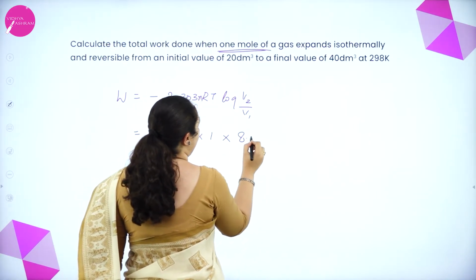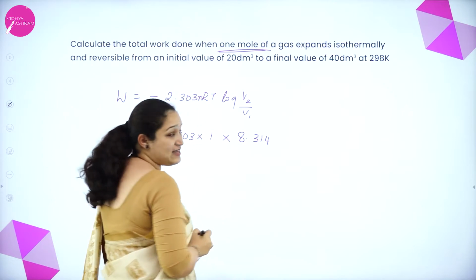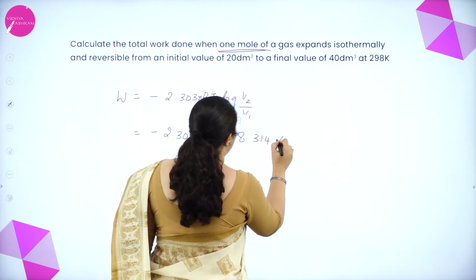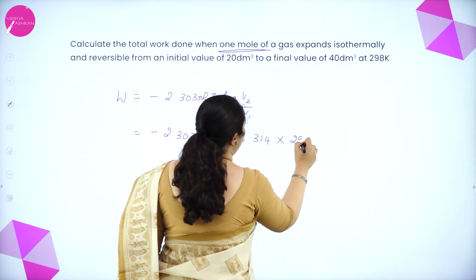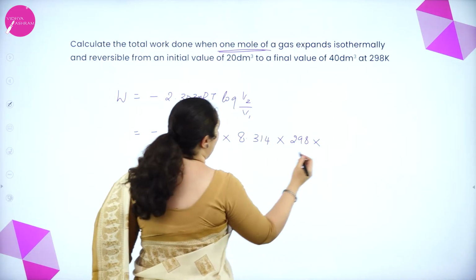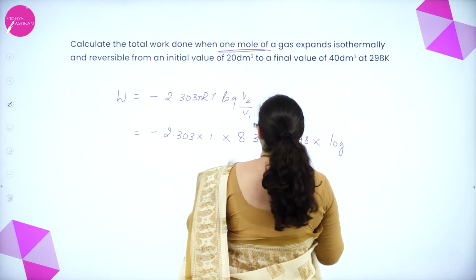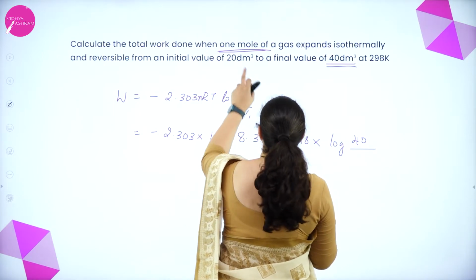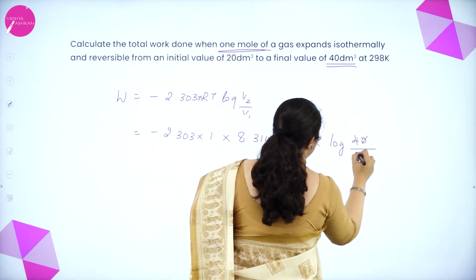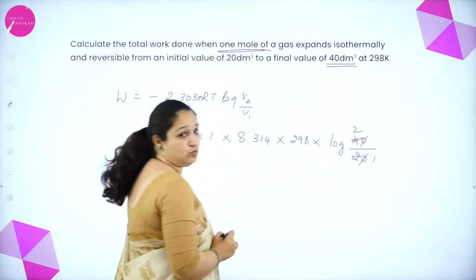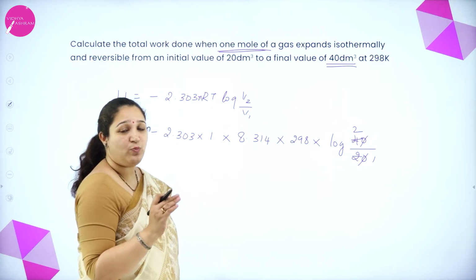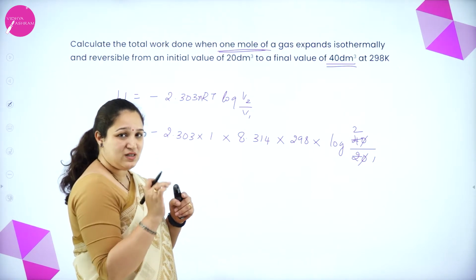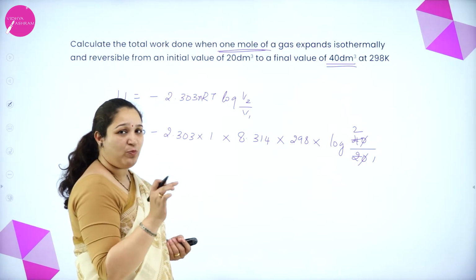Our R value is 8.314. That is our gas constant, isn't it? 8.314 joule per Kelvin per mole. Temperature is what? 298. It is given into log of V2, final volume is 40 dm cube, divided by initial volume is 20 dm cube. So this is log 2. Log 2 value is 0.3010. You have to see the log of 2 value and then you have to put 0 point those 4 numbers.